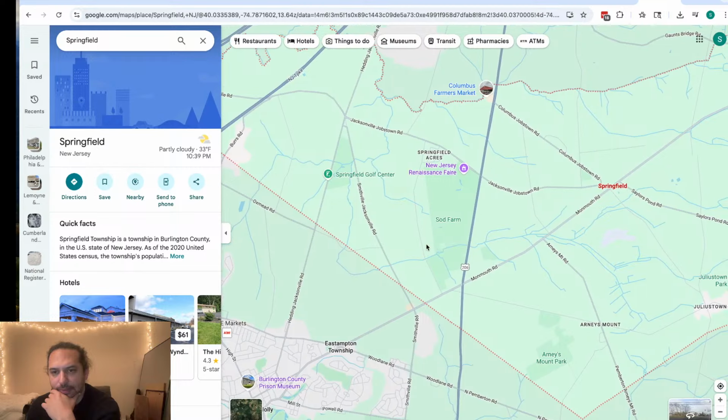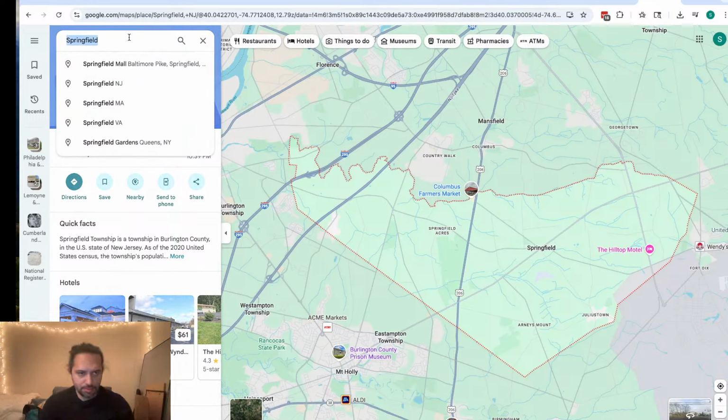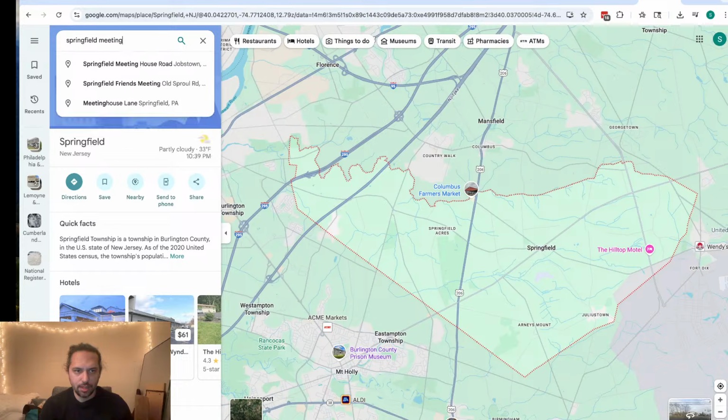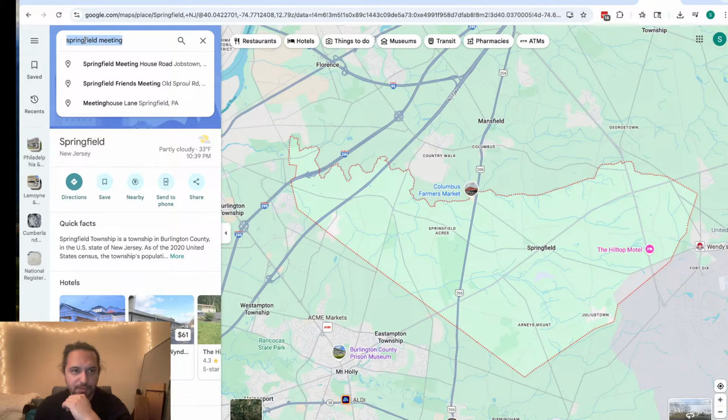Okay. What are we looking for? Probably that intersection, but let's do meeting. Shoot. Springfield Meeting House? Wait a second. It says Upper Springfield is one of 3 old meeting houses in Upper Springfield. What is Upper Springfield?